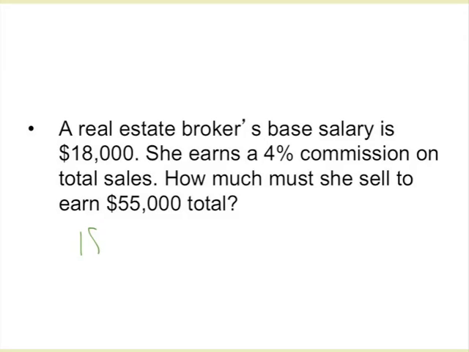So she's going to make $18,000 no matter what. Then she gets to add to that 4%. When we work with percents, we need to turn them into decimals. So 0.04 times her sales, X. We don't know how much she's going to sell. That's what we want to find out, is how much does she need to sell. So that's what will make up her total salary, and she wants that to equal at least $55,000. We could then solve that equation from there by subtracting 18,000 from both sides and dividing by 0.04.